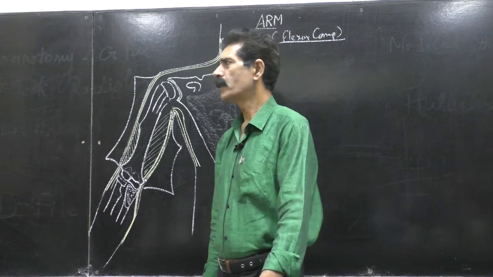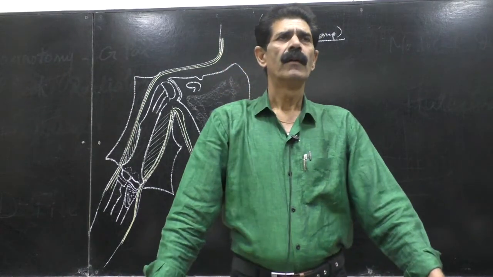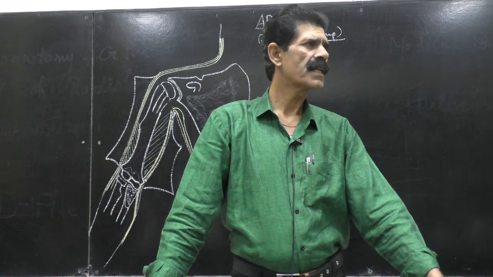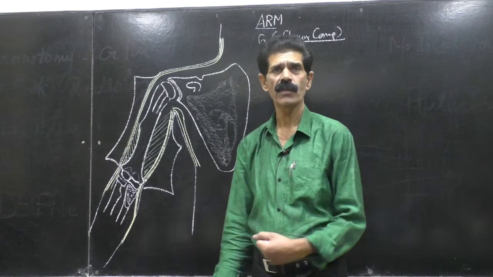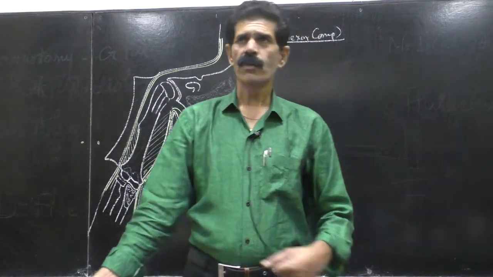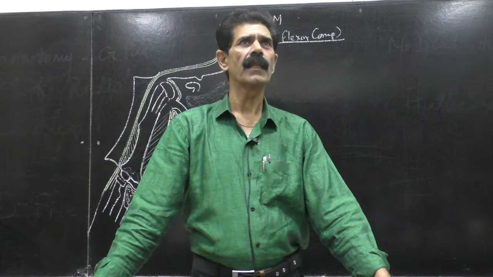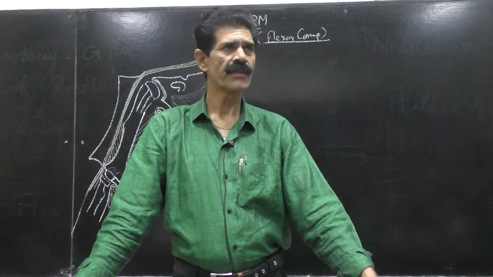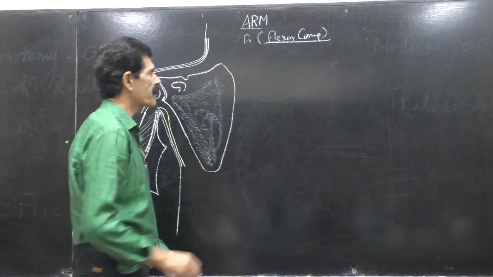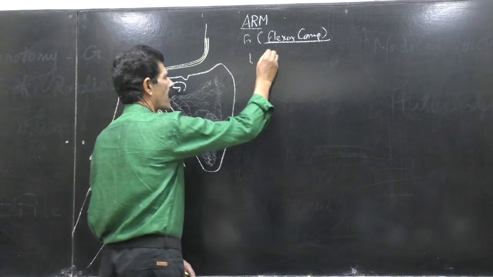After removal of the deep fascia, what are the contents below it? Anything which lies below the deep fascia is a deeper structure of the human body. So in the front of the arm, the deeper structures are the muscles, artery, big nerves and the veins. The muscles in the anterior compartment: number one is coracobrachialis.